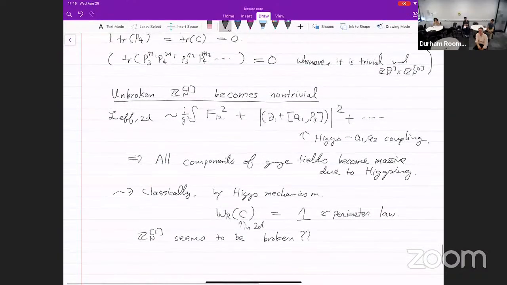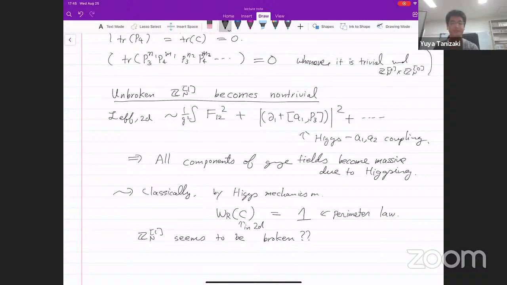So there's no potential to compute in some sense, this Higgs gauge field coupling. Yeah, okay, thank you very much for the question.